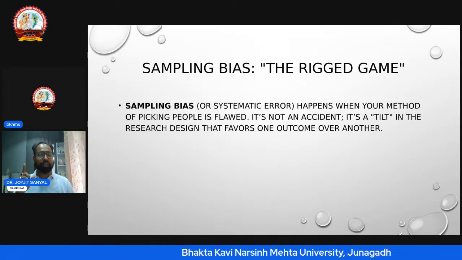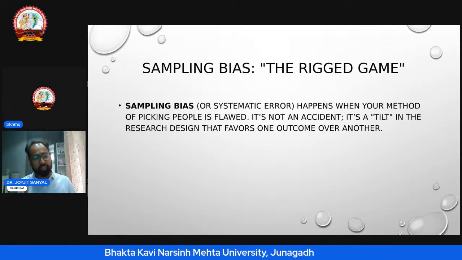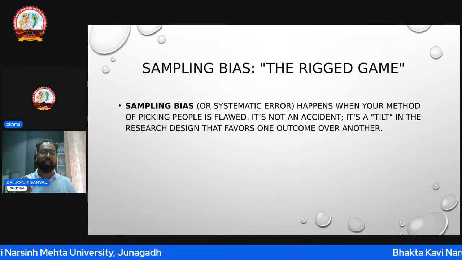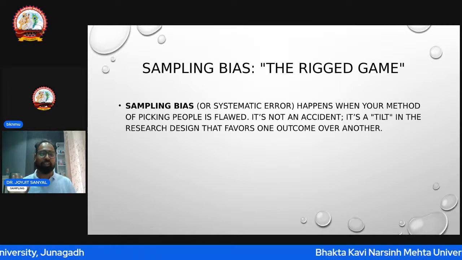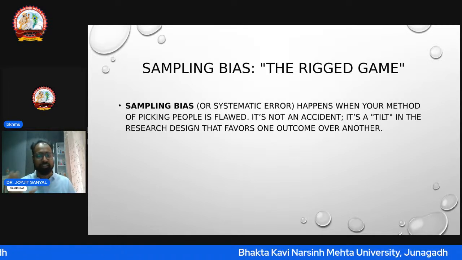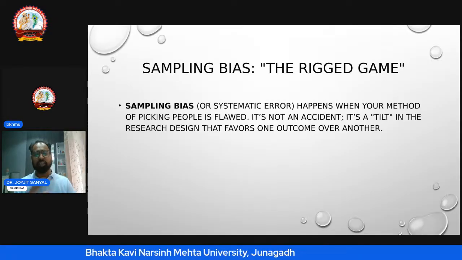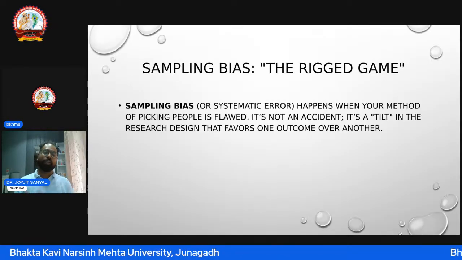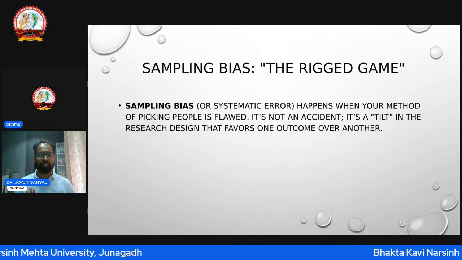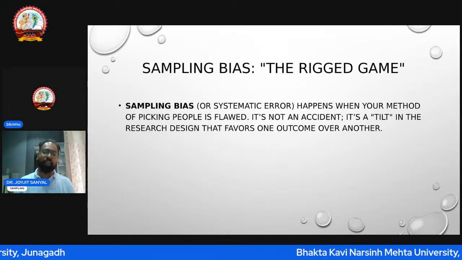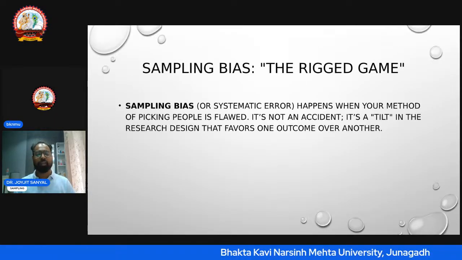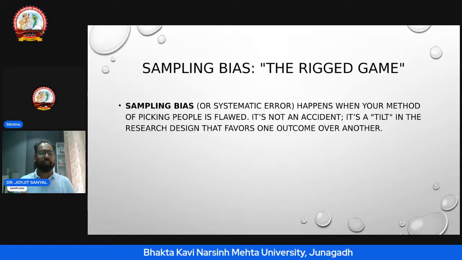But when does sampling bias happen? The name itself says bias. When a researcher is biased in picking the sample, it's not an accident. It's a tilt in the research design that favors one outcome over another, right? It's rigged, like you know very well who is going to win or lose at the very beginning of your game. It's match fixing, you might say as well.